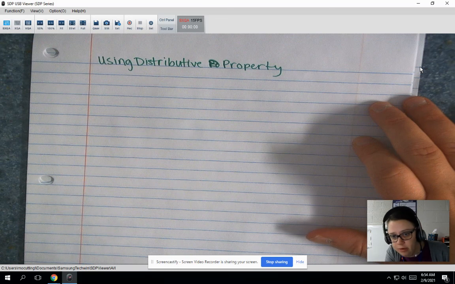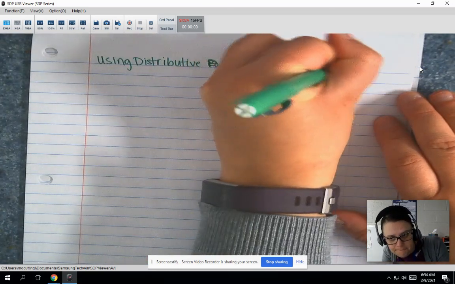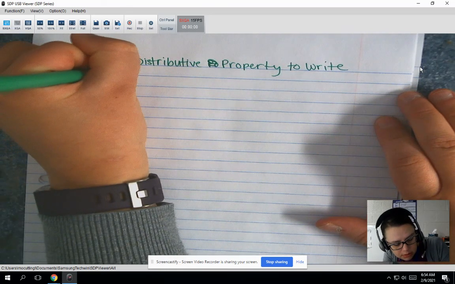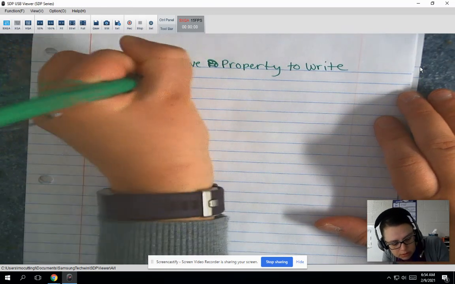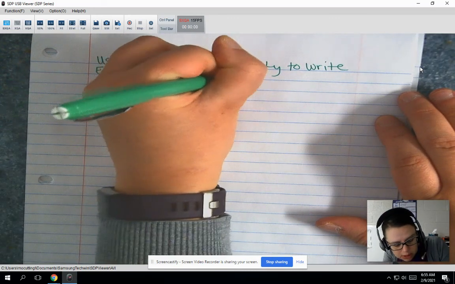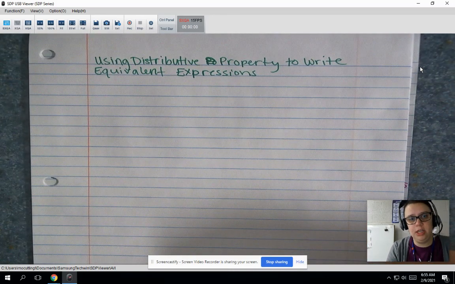To write equivalent expressions. I know, that one's definitely a mouthful. Using distributive property to write equivalent expressions.